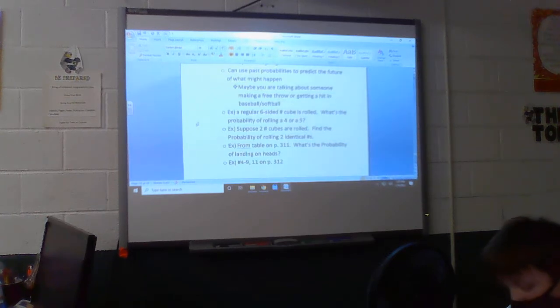So, how about, turn the page. Page 312. Okay? We're towards the bottom of page 312 where it says 10 cards are numbered. See where I'm looking? Okay, 10 cards are numbered 1 through 10, and 1 card is chosen at random. Determine the probability of each outcome. Express each probability as a fraction and as a percent.